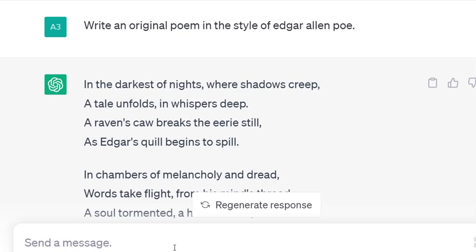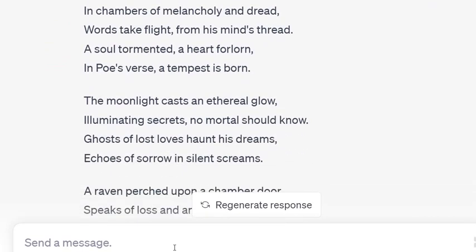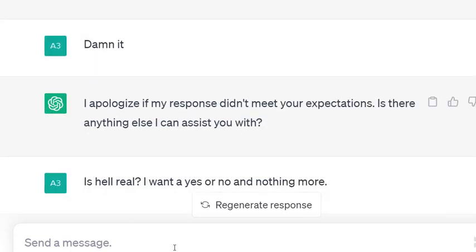A raven's caw breaks the eerie still as Edgar's quill begins to spill. Which is interesting because it's actually writing a poem about Edgar Allan Poe, it seems. But it does have a lot of the kinds of words you'd find in a work by Edgar Allan Poe. It's very dark.